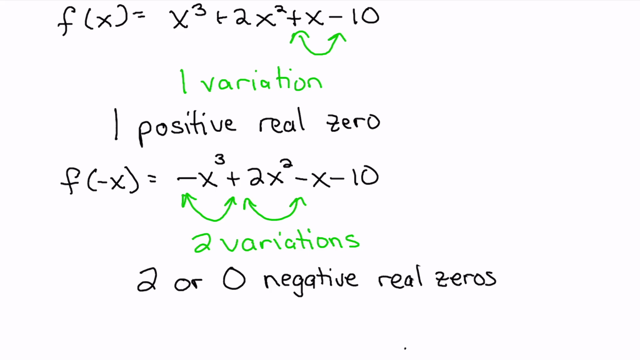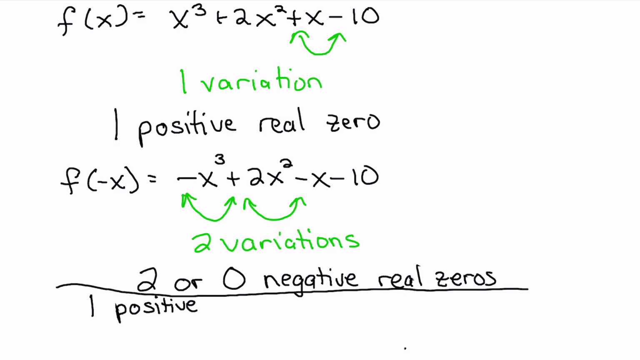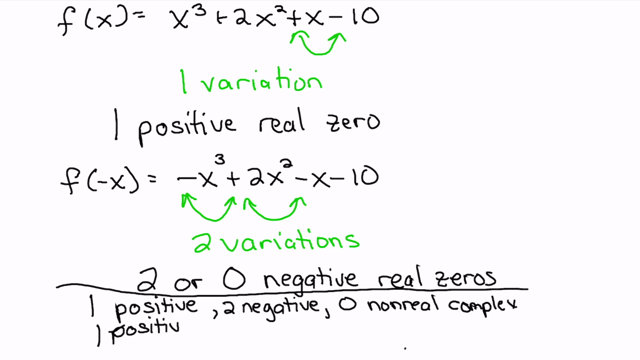So you could have one positive, let's draw a line to separate this, one positive, 2 negative, 0 non-real complex, so that could be the case. Or you could have one positive, 0 negative, and in that case 2 non-real complex.